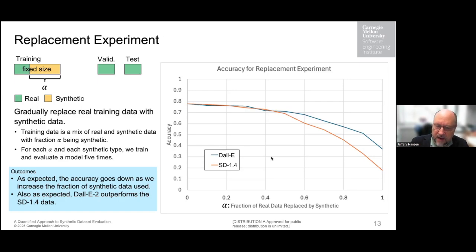We also see, as predicted, that the Dolly data outperforms the synthetic data. Each of the points here is actually an entirely different run of training a model on our training set, doing the validation, and running the model on the test set. So there's quite a fair amount of computation time to calculate this.